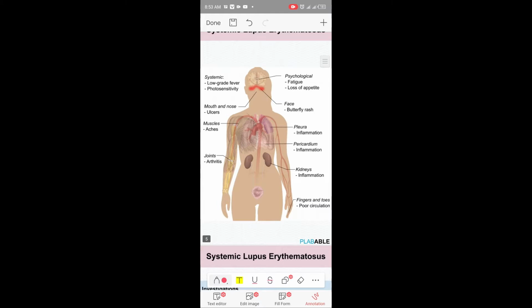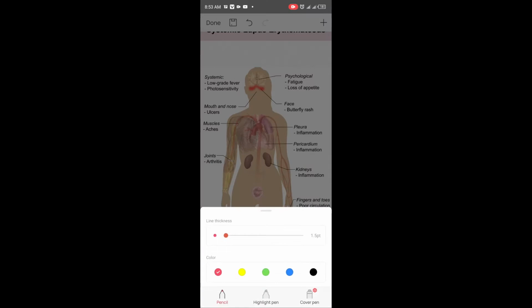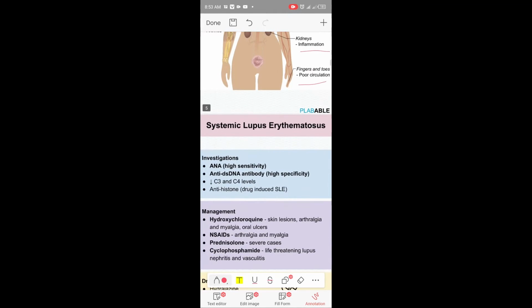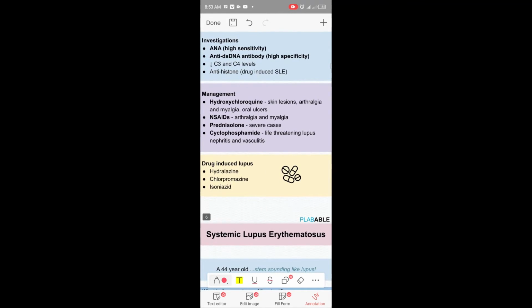So here you can see, yeah, it has clearly mentioned over here. You have CNS involvement, cardiac, respiratory involvement, joint involvement, skin is involved over there, kidneys are involved over there. Okay, so many things over there in SLE. ANA is positive in SLE. As I have already said, 99% sensitive.